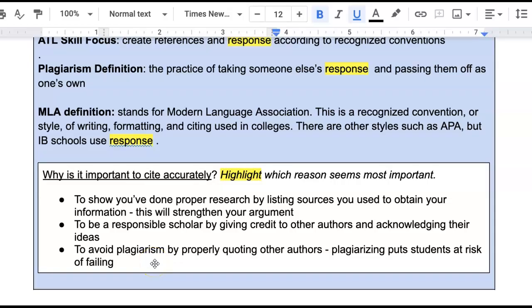So why is it important to cite accurately? I'm going to give you 3 reasons why, and then you decide which one you think is the most important by highlighting it. First, to show you've done proper research by listing sources you use to obtain your information. This will strengthen your argument. Second, to be a responsible scholar by giving credit to other authors and acknowledging their ideas. And third, to avoid plagiarism by properly quoting other authors. Plagiarizing puts students at risk of failing. So go ahead and highlight one of those that you think is the most important reason to cite accurately.